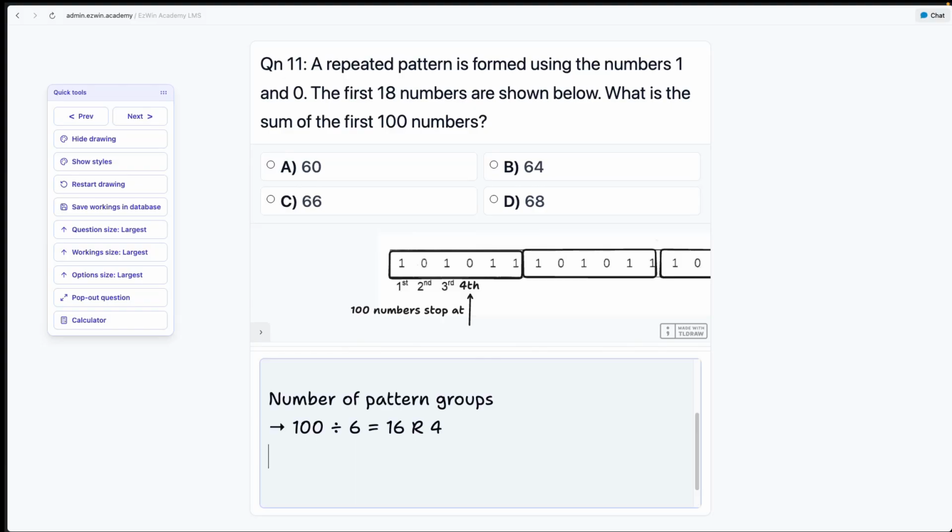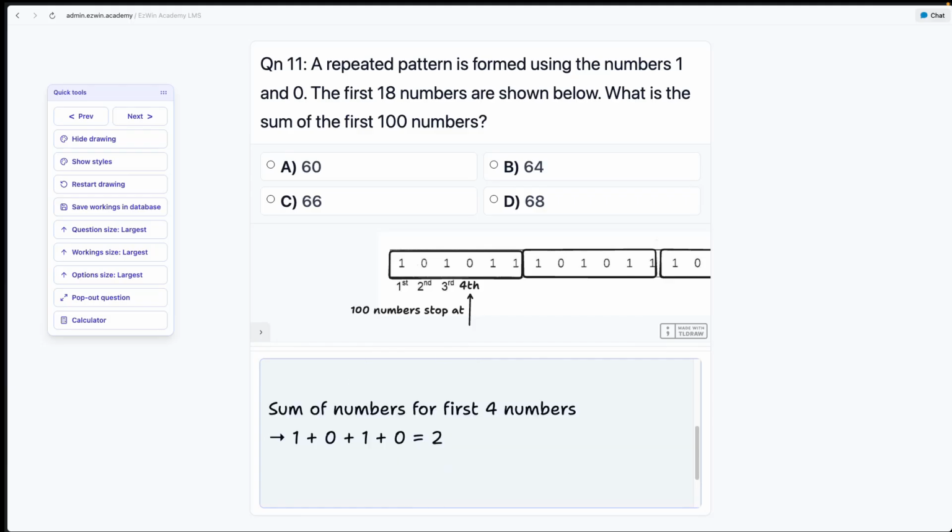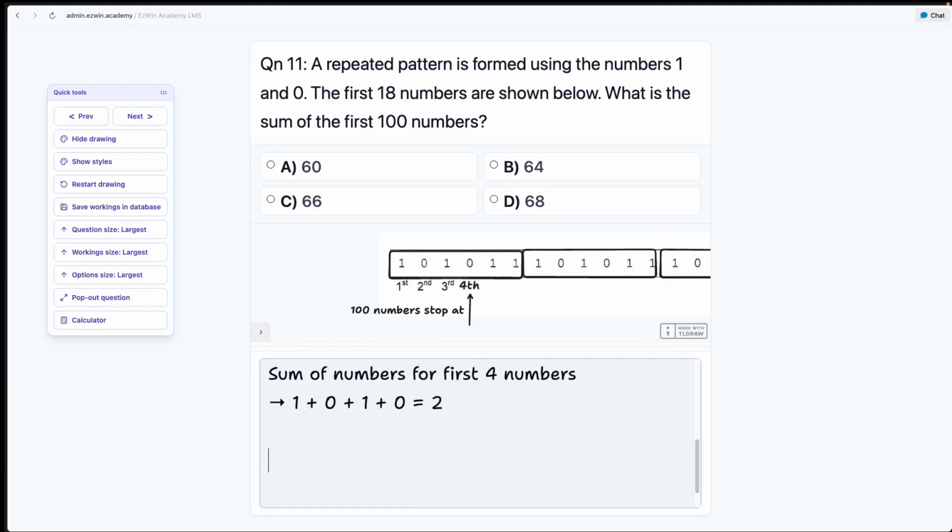Then we need to just put the sum of numbers for the first four numbers. Okay. Which is equal to 1 plus 0 plus 1 plus 0, which is equal to 2. Therefore, the sum of first 100 numbers will be equal to, so we have got 2, right?